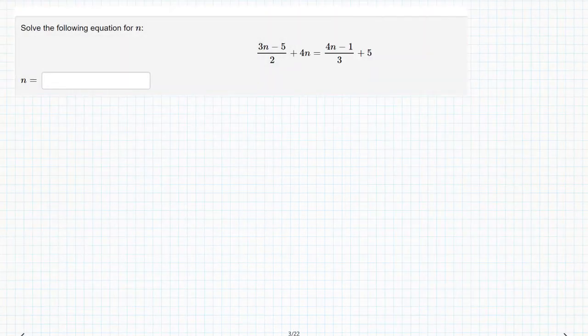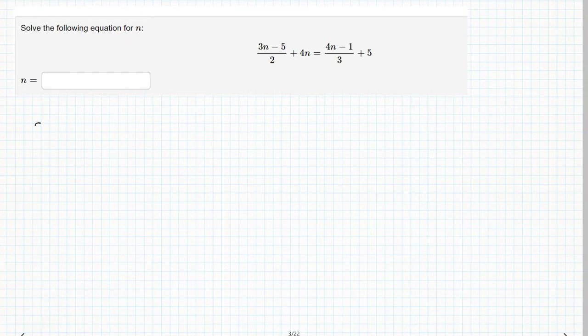Now we're moving in from simplifying expressions to solving equations. You have linear equations, quadratic equations, all sorts. There's a couple ways to go about doing this. What I personally like to do is multiply both sides by a common denominator. That's usually the easiest way to get rid of things. So your common denominator will be the 2 and the 3.